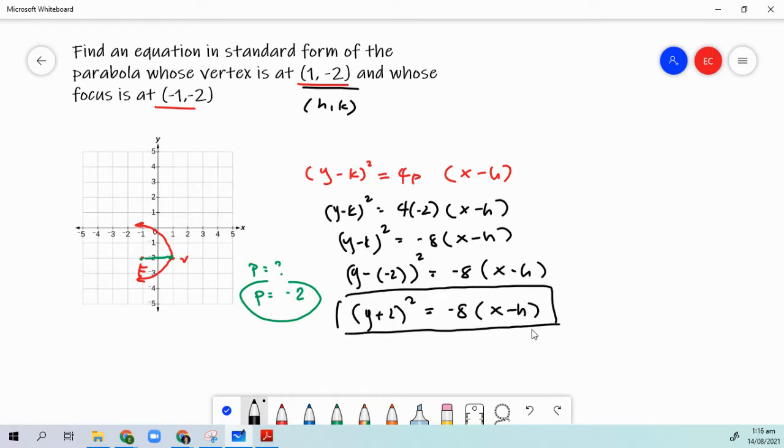This is the standard form of the parabola whose vertex is at (1, -2) and whose focus is at (-1, -2).